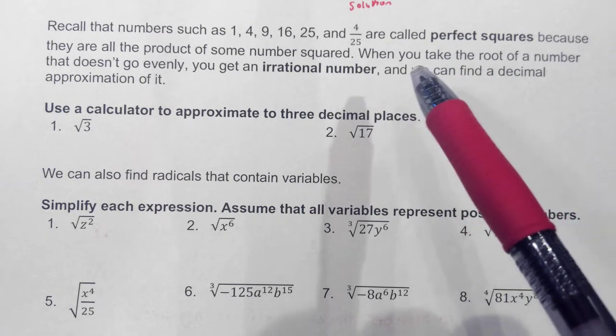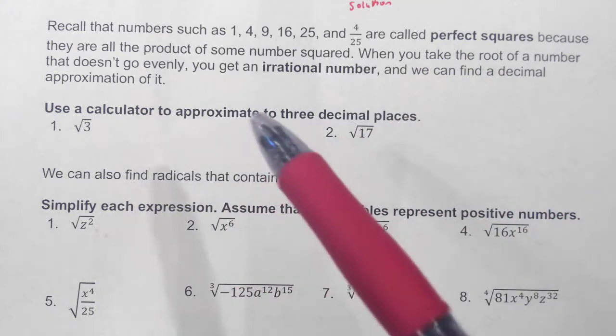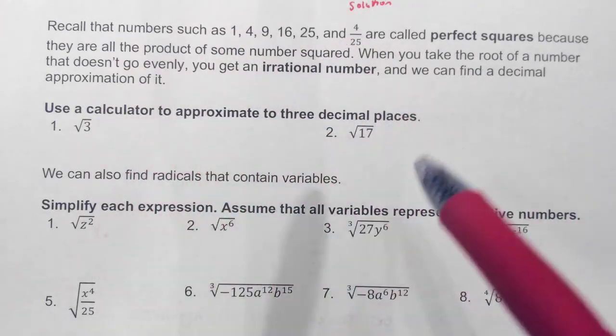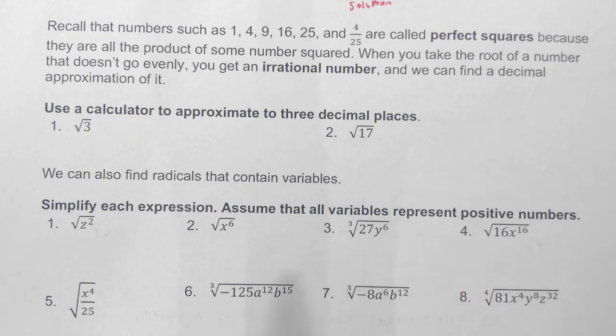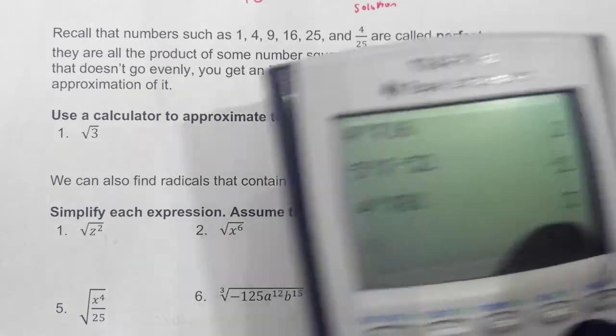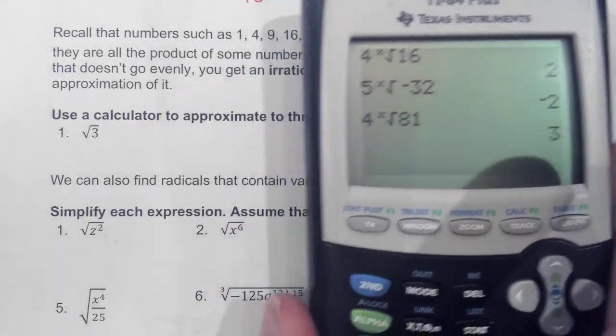So you can find a decimal approximation of those types of numbers. So if it's not a perfect square and you take the square root of it, it comes out to be an irrational number, like the square root of 3 and the square root of 17. Those are not perfect squares inside of the radical, so it's a decimal approximation.